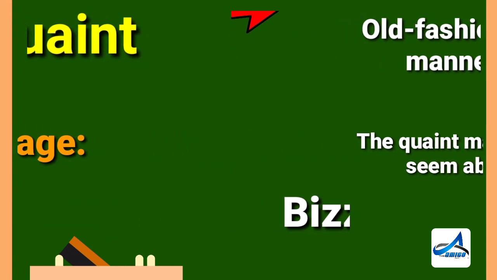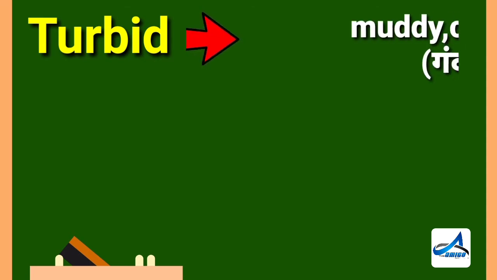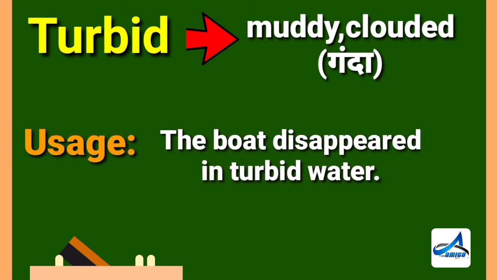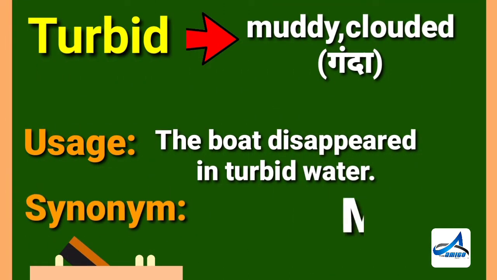The next word is turbid. Turbid means muddy or you can say clouded. Its Hindi meaning is ganda. Now its sentence: The boat disappeared in turbid water. Its synonym is murky.